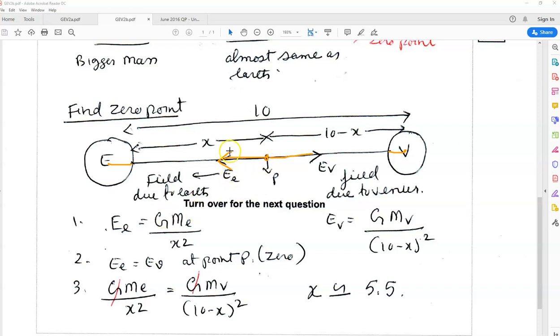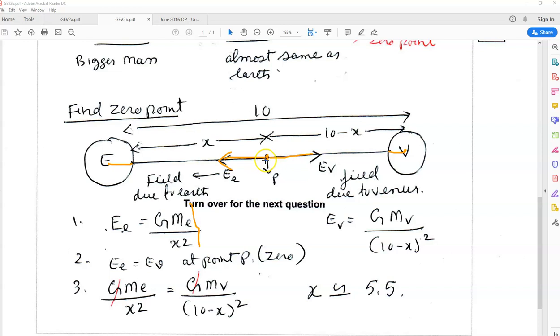then obviously the magnitude of this side of the field must be the same as this side. Let's see how to solve these types of problems. This is a standard equation to find the gravitational field. E, because of Earth, is equal to G M_E by x square, because x is the distance of the point P from the center of the Earth. On this side you have the gravitational field because of Venus, which is G M_V by (10 minus x) square. Keep in mind this distance is 10 minus x.